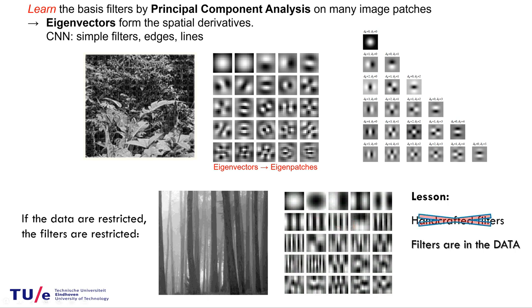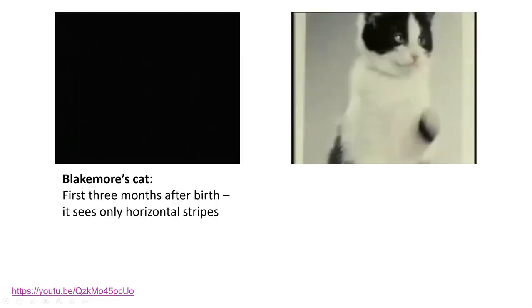So the lesson is handcrafted filters are out. The filters are in the data. You need to learn from the data. And if you have different input, you learn different things. And this was done in a famous experiment by Blakemore, actually in the 80s. He had a cat, and let's have a look at what they did with the experiment in the cat.